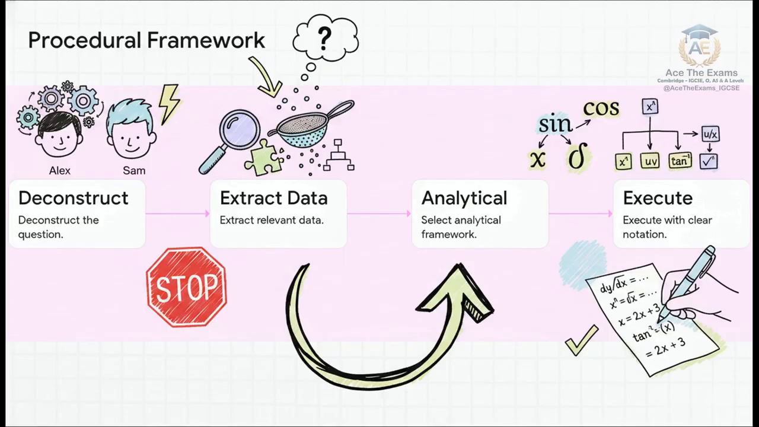We need to stop, take a breath, and use this exact operational framework. Step 1, deconstruct the question. What is the command word actually asking for? Step 2, extract the relevant data. Isolate the specific functions you need to differentiate. Step 3, select your analytical framework. Is this a product rule situation or a chain rule involving inverse tan, where you must multiply by the derivative of the inner function? And step 4, execute with absolute clarity. Write it line by line so the examiner can effortlessly track your logic.